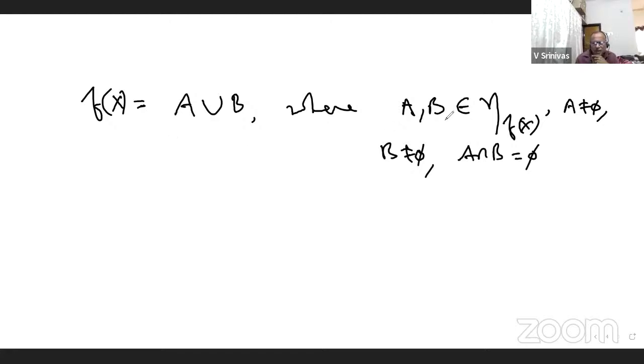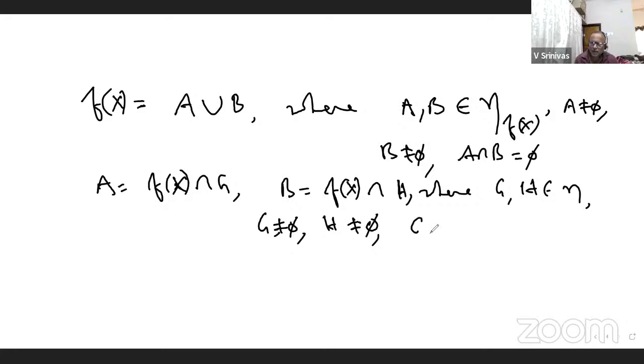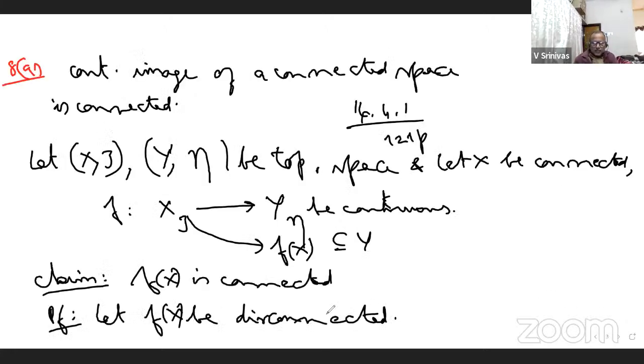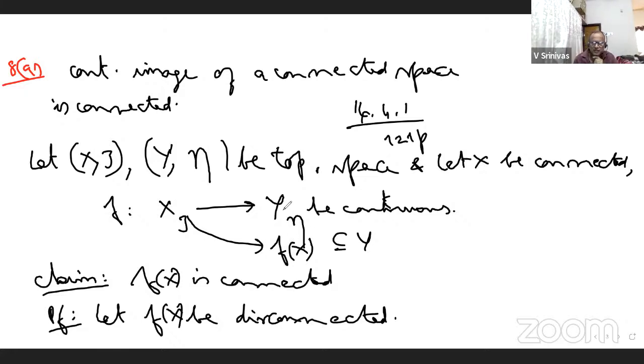Okay. Now, what kind of open sets do exist in f(X)? They are intersection of f(X) with open sets in eta. So A will be f(X) intersection some G, and B will be f(X) intersection some H, where G and H are coming from eta, and G and H are non-empty. G is non-empty and H is also non-empty. Okay, and that they are disjoint. Right? This we are assuming that f(X) is disconnected. Okay, so there will be a disconnection for f(X). Where does f(X) lie? f(X) lies in Y.